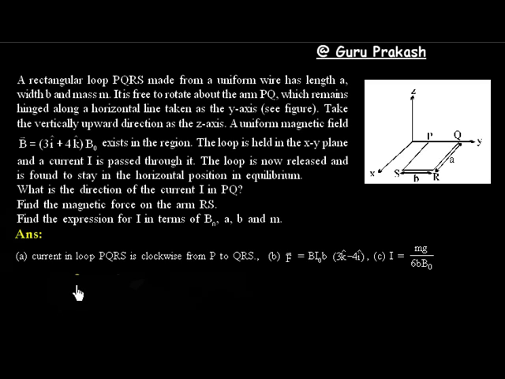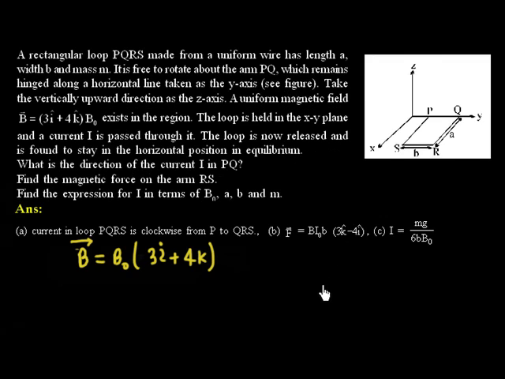3i plus 4k times B naught. So now I know the magnetic field, that is B is equal to, in vector form, I can write, this is B naught (3i plus 4k). So this is my magnetic field. If you wish, you can plot this magnetic field. So this magnetic field is something like an xz plane.